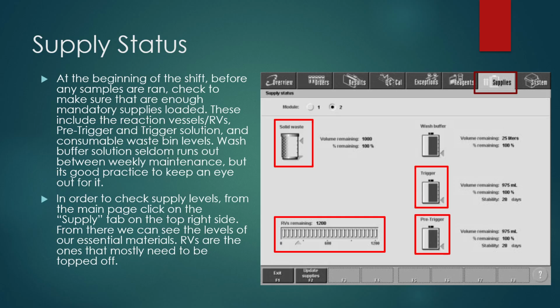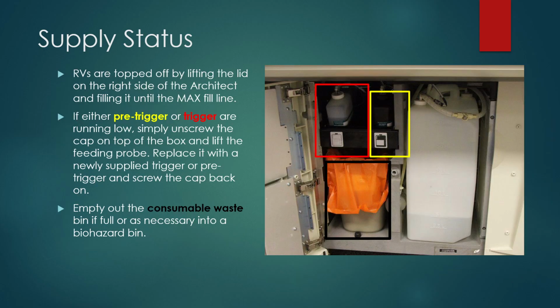The way that someone would check the supply levels is they would go from the main screen, click on the tab that says supply, and then go over all the consumables to make sure that there's plenty of them and we are all stocked and ready to go. While checking the supplies, if we see that we're running low on one of the consumables, then we would have to either replace or replenish them.